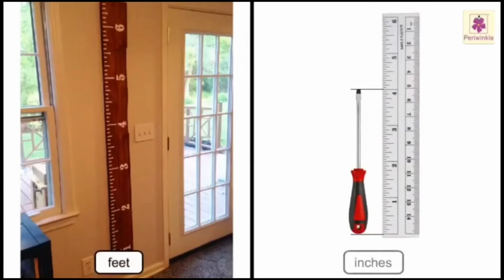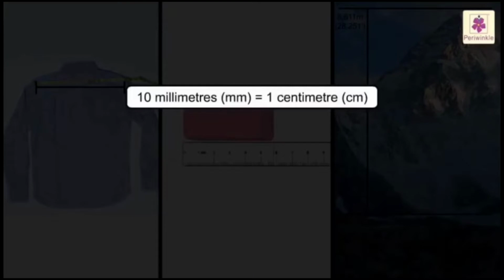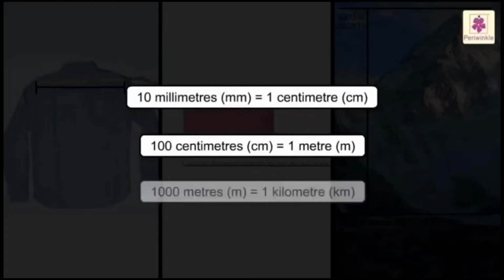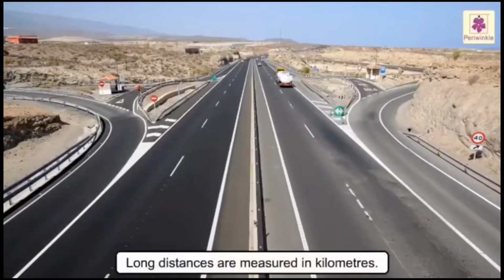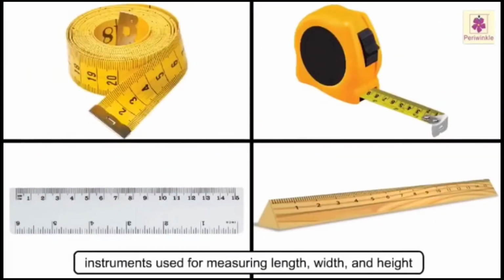Later, units like feet and inches were used to measure the height, length, and width of all objects. Now, all over the world, the metric system is being accepted for measuring these three dimensions. 100 centimeters is equal to 1 meter. 1000 meters is equal to 1 kilometer. Long distances are measured in kilometers. These are instruments used for measuring length, width, and height.